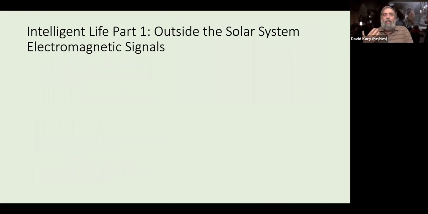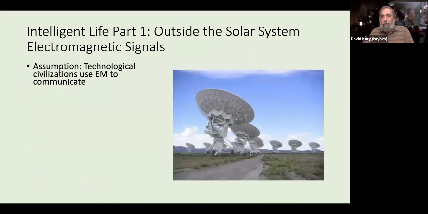Okay, so now these are some of the ways to look for, we talked about some of the ways to look for just any kind of life. What about intelligent life? And I want to start with looking for intelligent life outside of our solar system. And the first category I want to look at is electromagnetic signals. So the assumption here is that technological civilizations use some kind of electromagnetic signal to communicate, or through various other ways.